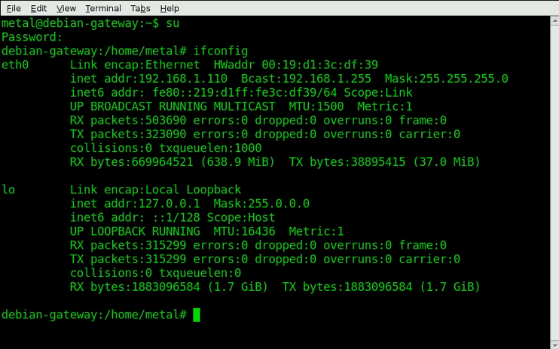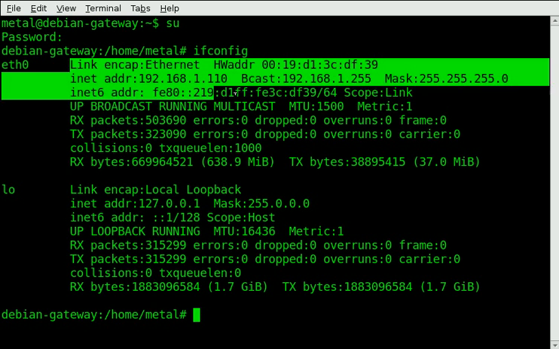On my laptop, I'll have another one that's ATH0, which is my wireless, and sometimes wireless cards show up as WLAN and then a number. The number is just the number of cards you have. So if I had two cards, I would have ETH0 and ETH1.